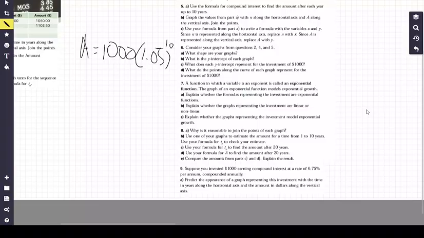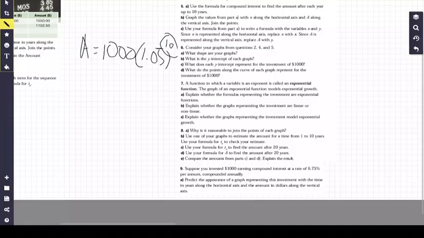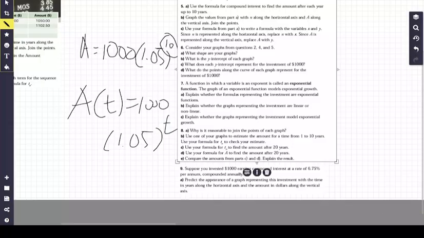Explain whether the formulas representing investments are exponential functions. So yes, they indeed are, because we do have an exponent here. So we indeed do have exponential growth. Note that at our start, we had A of t equal to 1,000 times 1.05 to the power of t. Whenever you have a variable as an exponent, then you know for sure you have an exponential function.